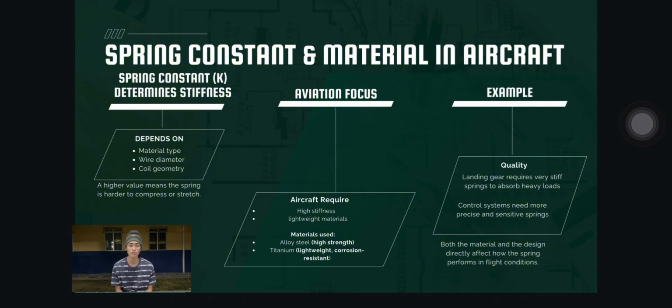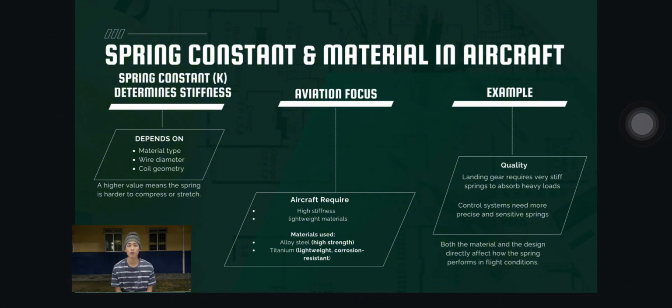Material selection also plays a major role. Aircraft springs are commonly made from high-performance materials such as alloy steel or titanium. These materials provide high strength while keeping the weight low, which is very important in aircraft design.